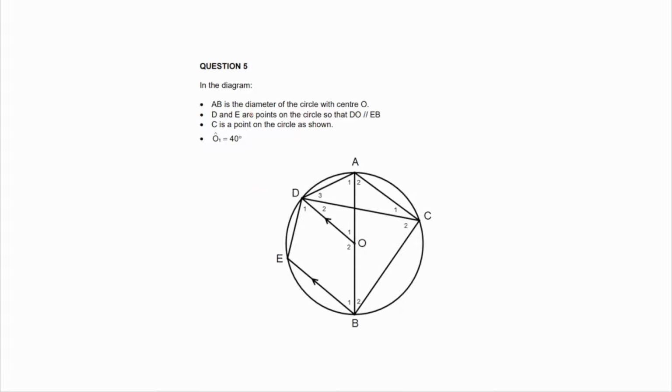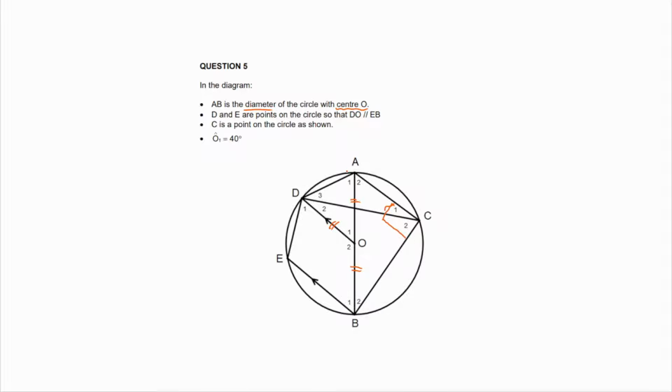Question 5, they say AB is the diameter of a circle with center O. So very important, we have a diameter. Let's see if anything is 90. Well, we know that all of this is going to be 90. And we have center O, so this is a radius, that's a radius, and those are all our radii over there. They say that D and E are points on the circle, so that DO is parallel to EB. That's another important bit of information.